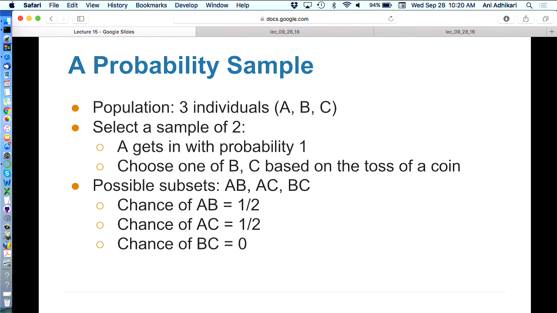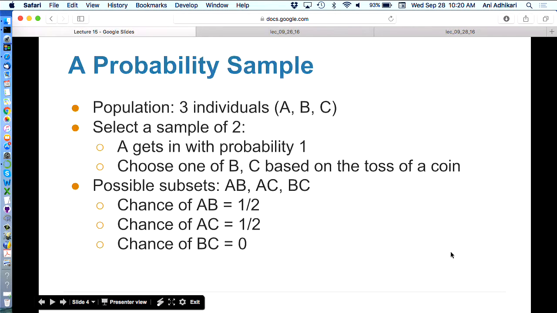So the first thing we have to do is to note what are all the possible samples. I think all the possible samples are AB, AC, and BC. You agree? A sample is a subset. Right? So AC is the same as CA. Okay. And so the question is, what is the chance of each of those sets?